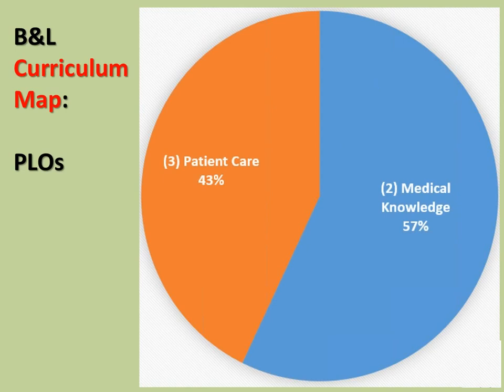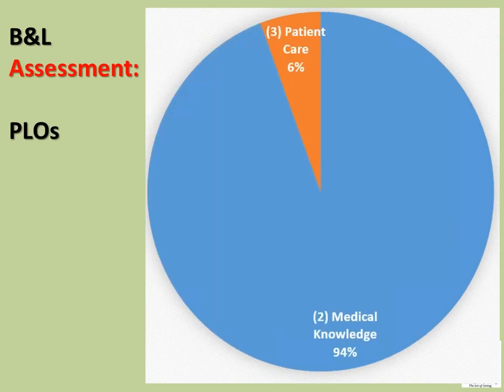Let's take a look at another example. This is still for the blood and lymphatics course, but instead of using the licensing exam topics, we're going to use our program learning outcomes. For us, there are 7 different program learning outcomes. In this particular course, for the curriculum, we focus the content around medical knowledge, 57%, and about 43% in patient care. What do the exams look like with respect to the program learning outcomes?